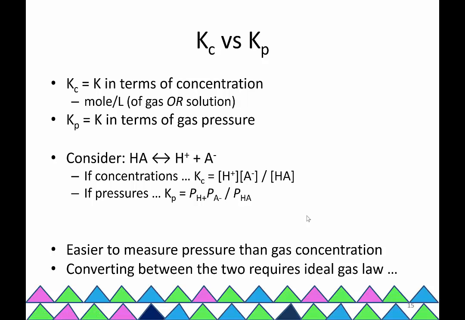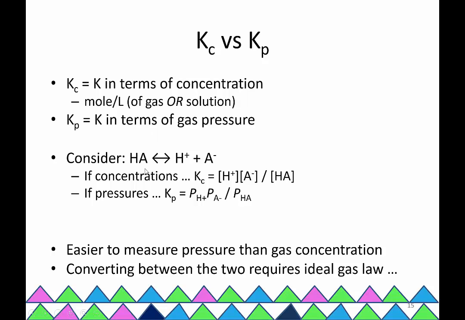Okay, another piece of information, Kc versus Kp. If you're dealing with Kc, your equilibrium constant is in terms of concentration, so everything is in moles per liter. And this doesn't have to be solution, it could also be gases, moles of a gas per liter, which is also a solution, it's just a gaseous solution. If you have Kp, your equilibrium constant is in terms of pressure. So that's a distinguishing feature between Kc and Kp.